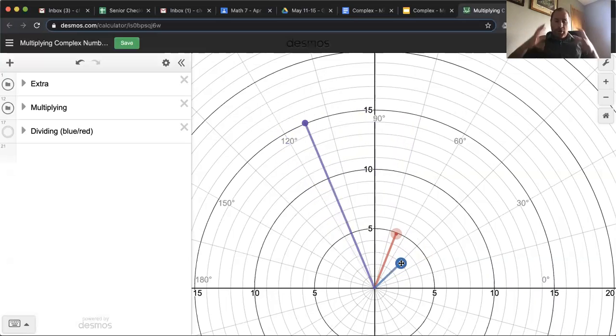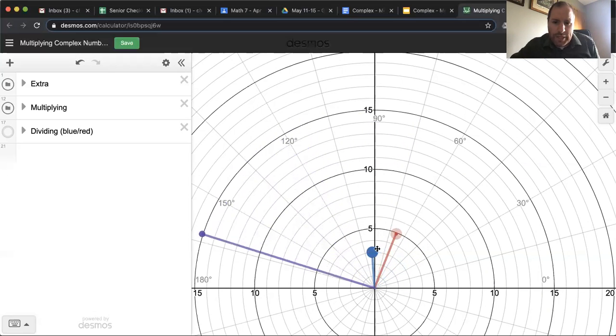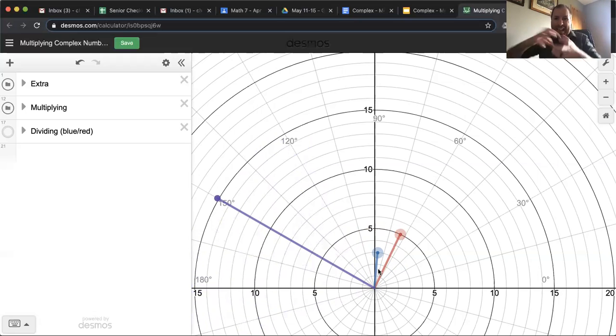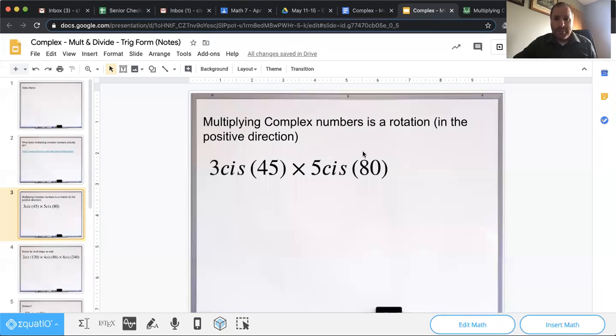So really, multiplying trig numbers, we can see here, is just a rotation. It's just rotating these around. In fact, more specifically, whatever the angle of the red one and the angle of the blue one are, they're just being added together to make the angle of the purple one. So very simply, we can see what's happening here, but very simply what's going on is we're taking this.